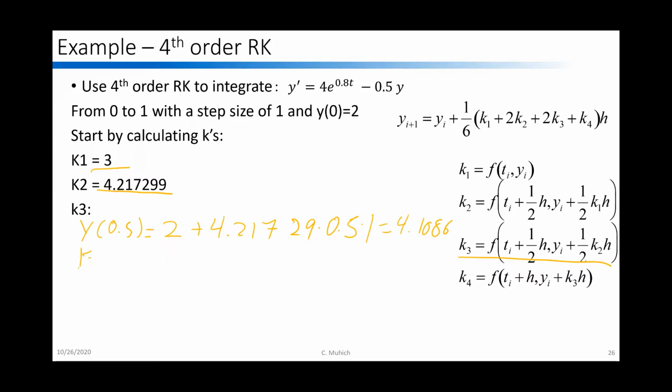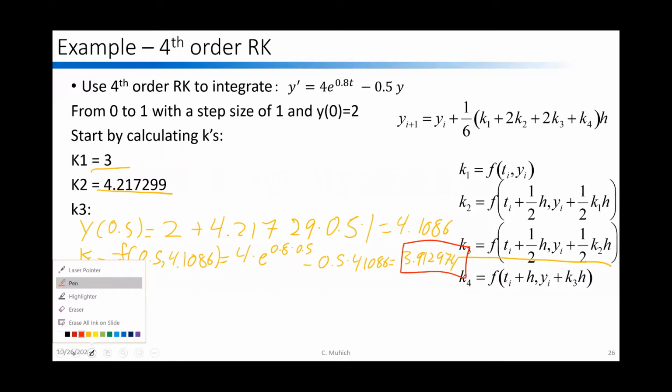Now I can actually calculate k3. So that's my function at 0.5 comma 4.1086. Plug all this in. I have 4 times e to the 0.8 times 0.5 minus 0.5 times 4.1086. And all of that equals 3.912974. Okay, so then this is my k3. Maybe I'll box it.